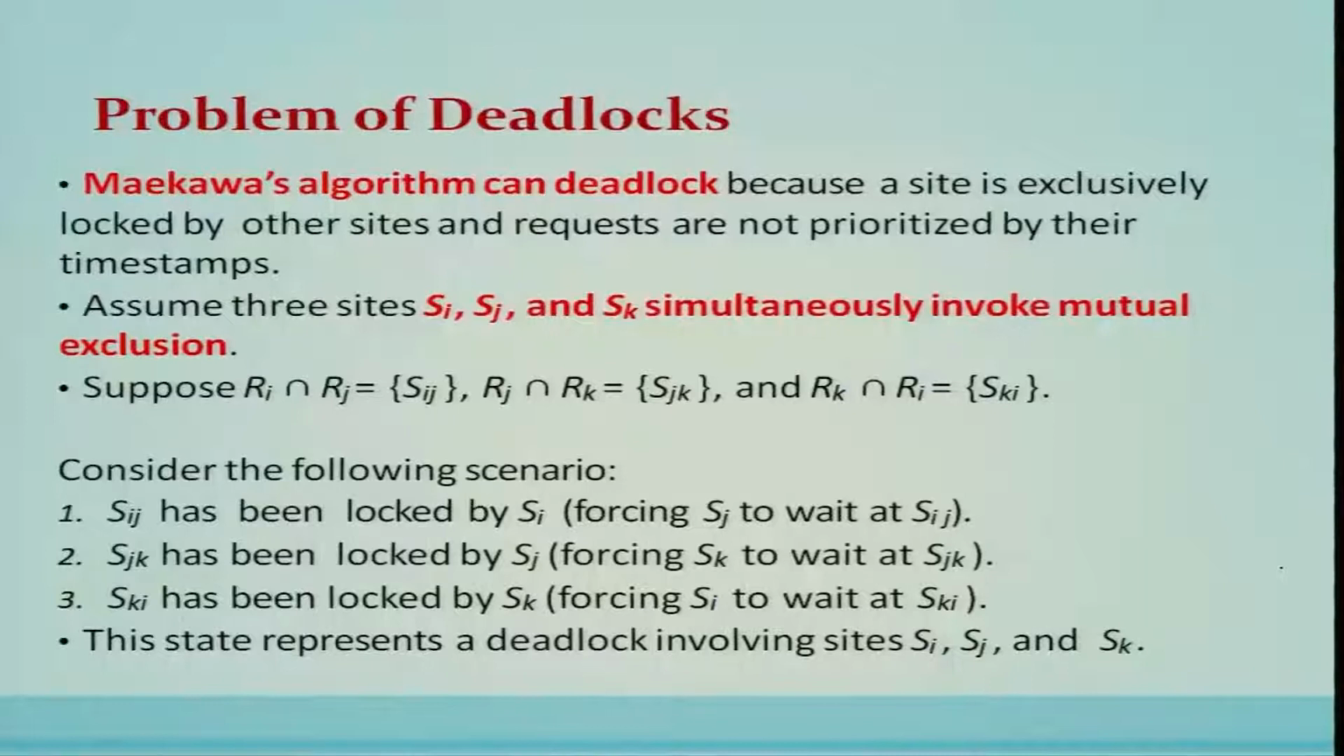Maekawa's algorithm can deadlock because a site is exclusively locked by other sites and the requests are not prioritized by the timestamp. Assume 3 sites Si, Sj and Sk simultaneously invoke mutual exclusion. Suppose the request sets of i and j, if we take the intersection, the common site is Sij. Similarly, between j and k the common site is Sjk, and between k and i the common site is Ski. Now consider the following situation.